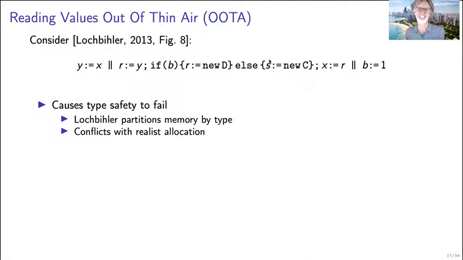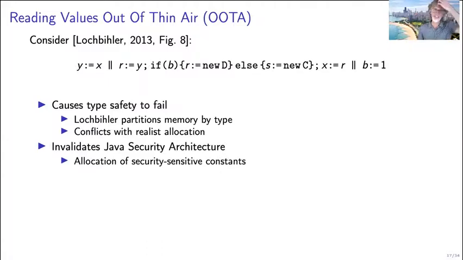And this is absolute nonsense when it comes to realistic memory allocation. So there's no way to pre-allocate your heaps, one heap per type. So it really doesn't make any sense from an implementation point of view. And even worse than that, Lochbihler showed that this kind of example, even with type safety, invalidates a lot of the security guarantees of Java. So in particular, if you have security sensitive constants, they can actually leak out through this kind of code.